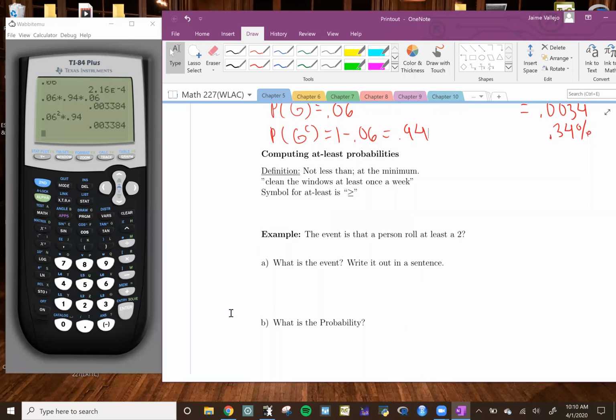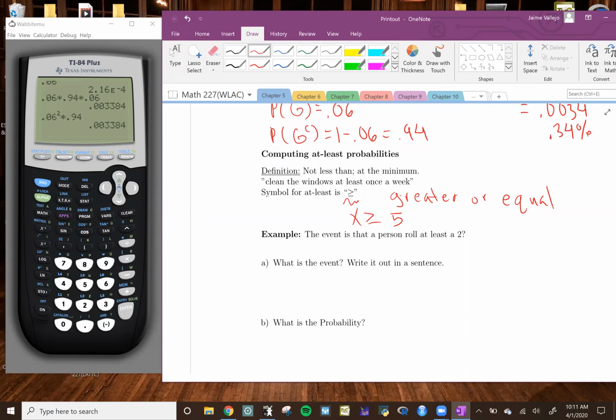Think about the mathematical notation, this symbol right here. It means greater than or equal to. So if I tell you x is greater than or equal to 5, that means we're looking for a number where the lowest it could be is 5, but it could be anything bigger than 5.